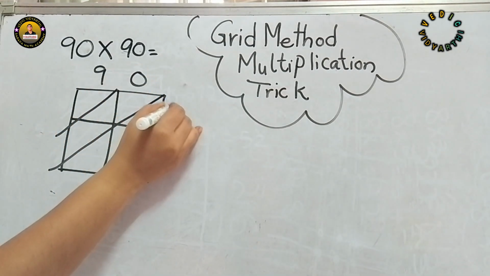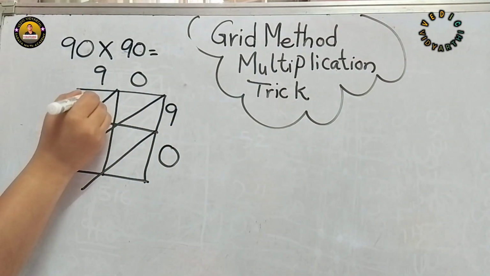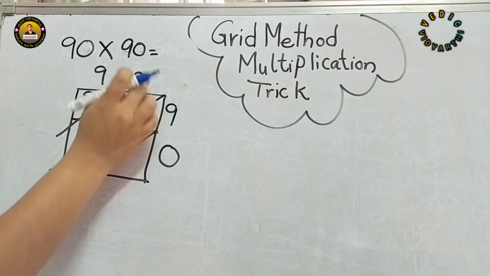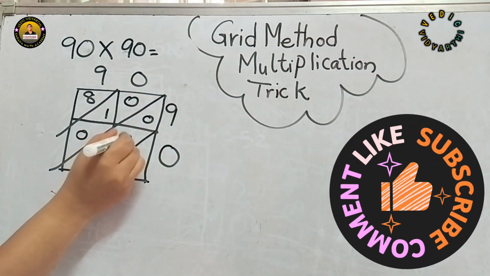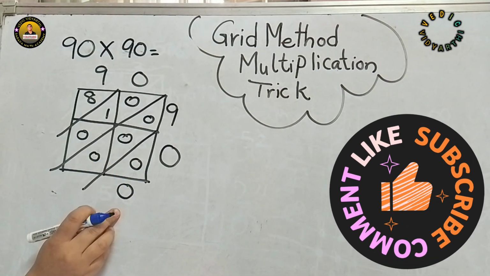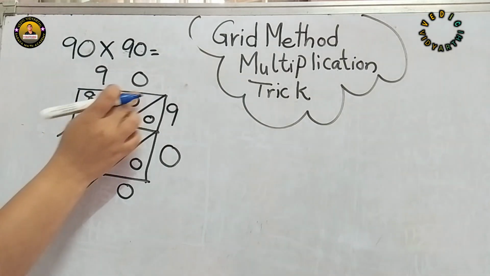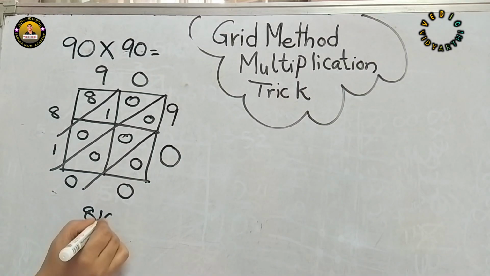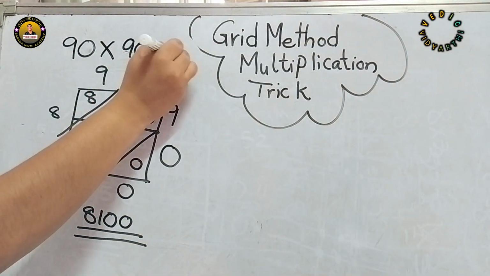Multiplicand and the multiplier. 9 times 9 is 81. 9 times 0 is 0. 0 times 9 is 0. 0 times 0 is 0. So here we have 0. Copy it as it is. Here all zeros. Copy it as it is. 1 plus 0 is 1. 8 as it is. So the answer is 8100.